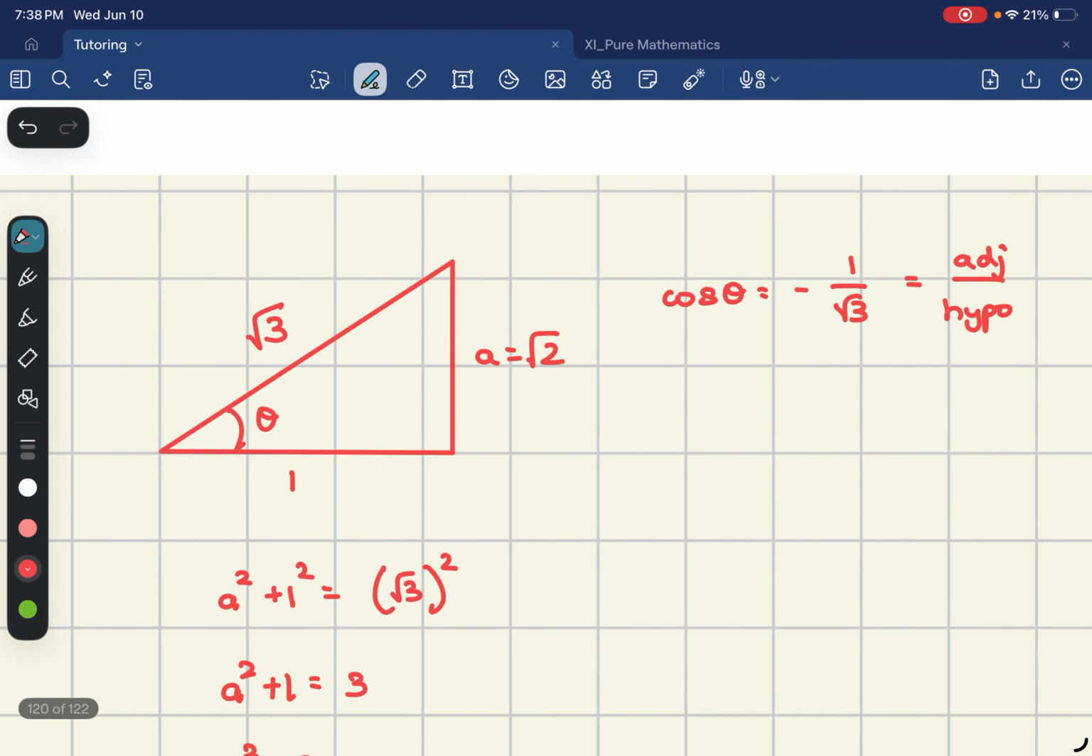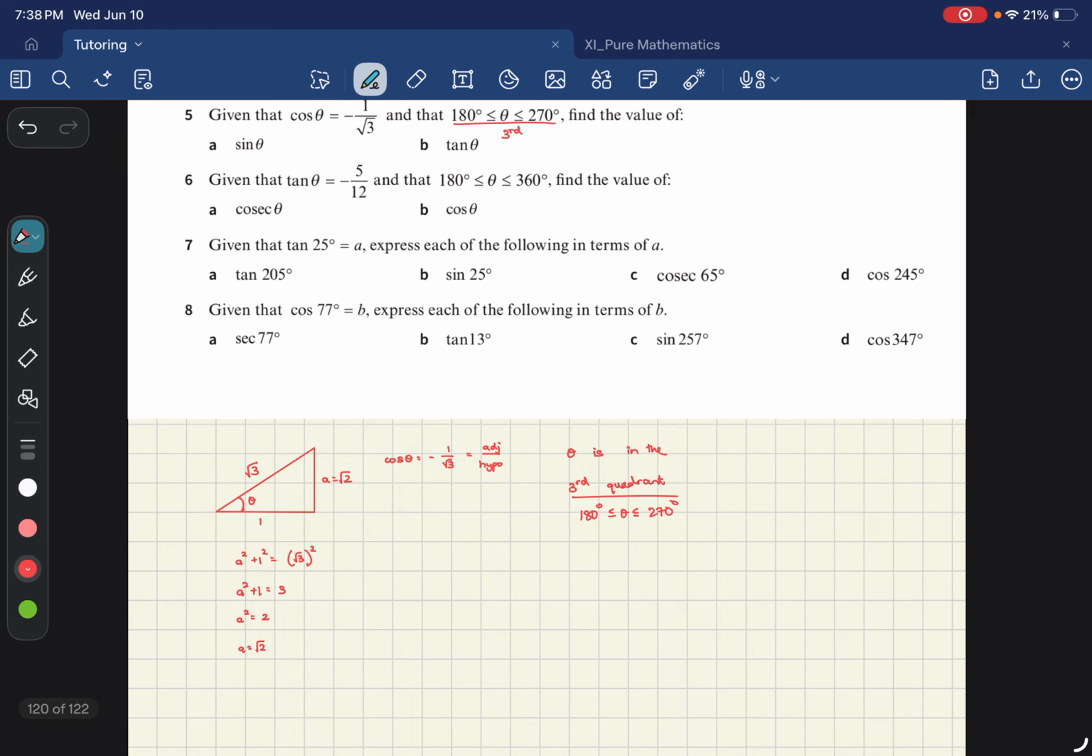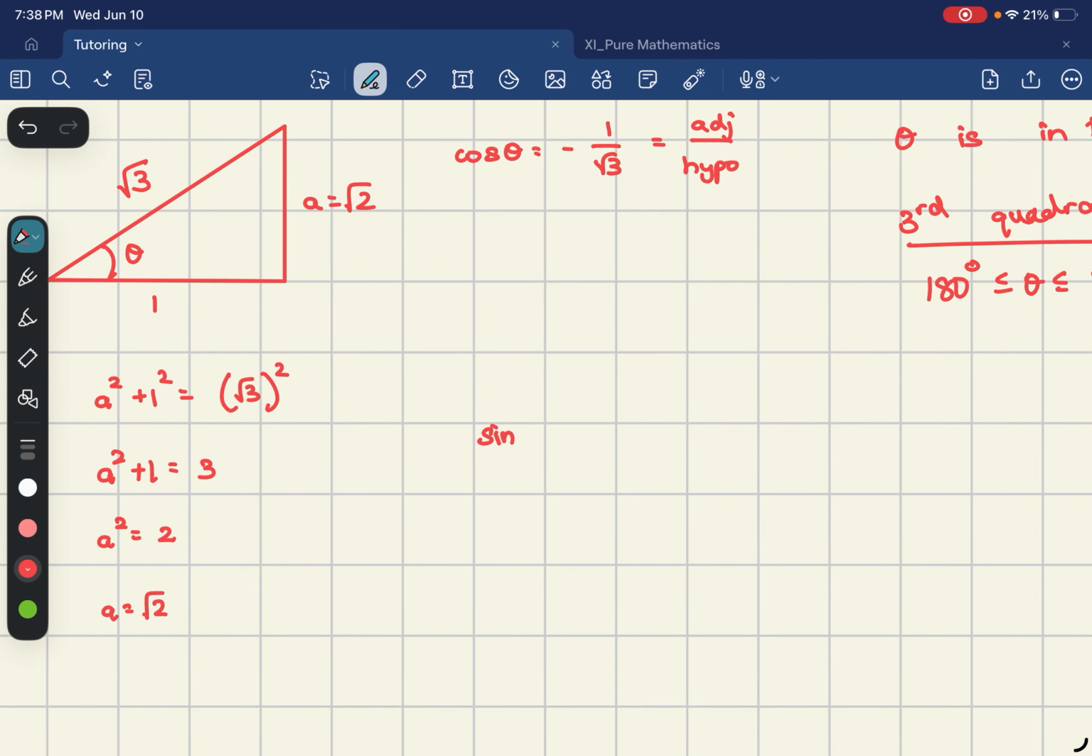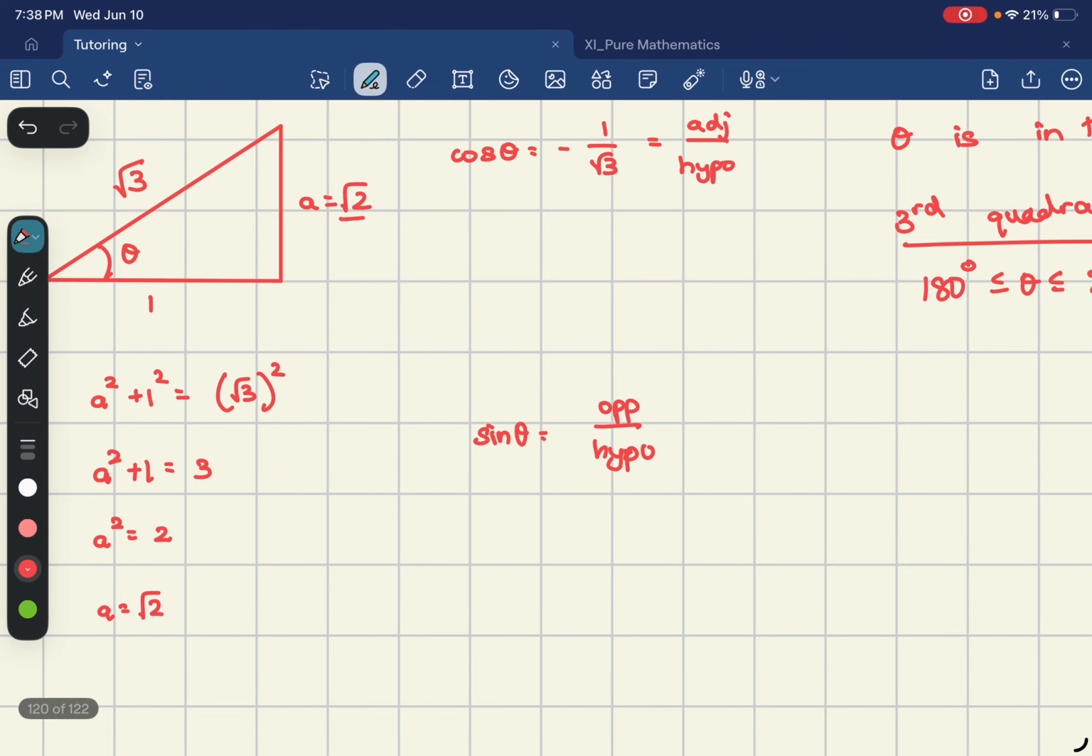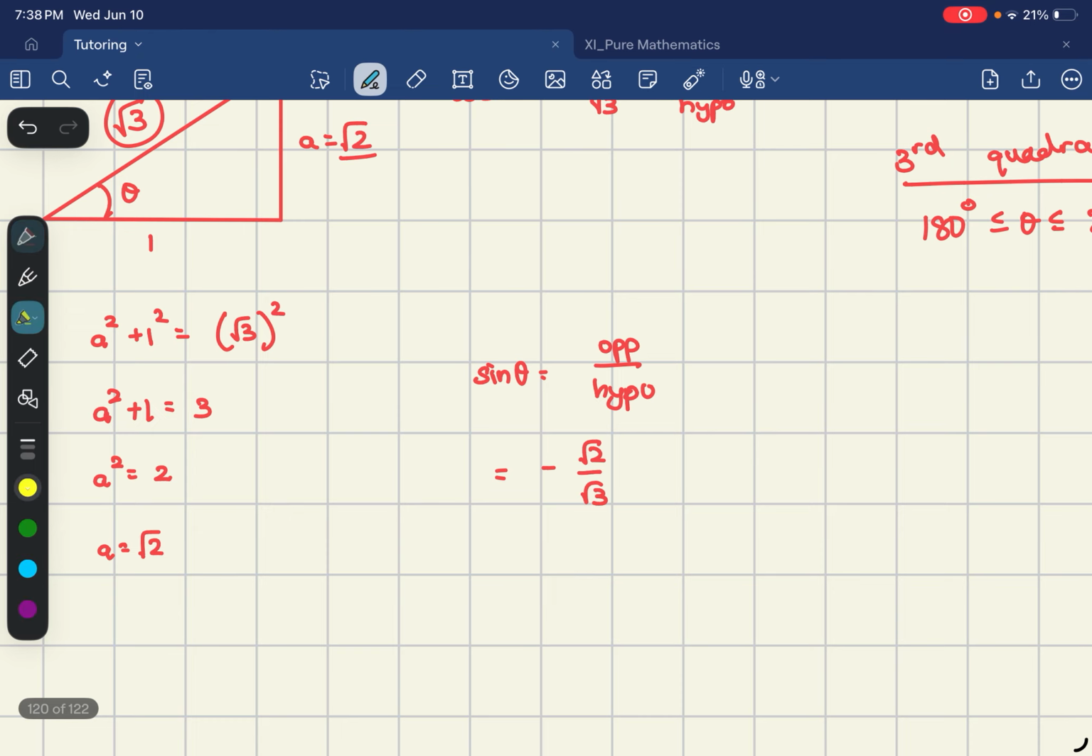All right. So now we need to find sine theta and tan theta. Sine theta is opposite over hypotenuse. What is opposite? Root 2. What is the hypotenuse? Root 3. But remember, in the third quadrant, sine is negative. So this is your answer. Negative root 2 by 3.